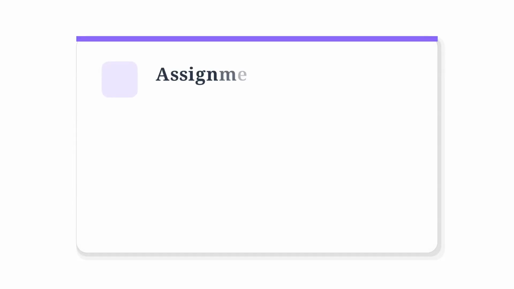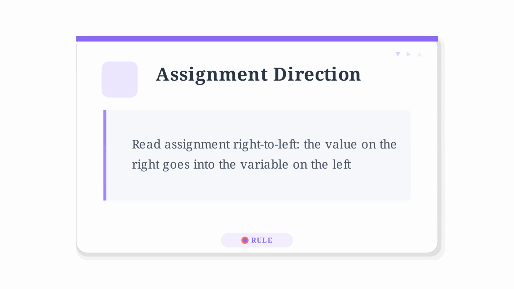Think of the equal sign like an arrow pointing left. Score equals 100 means 100 goes into score. The variable name is always on the left, the value always on the right. This direction matters.